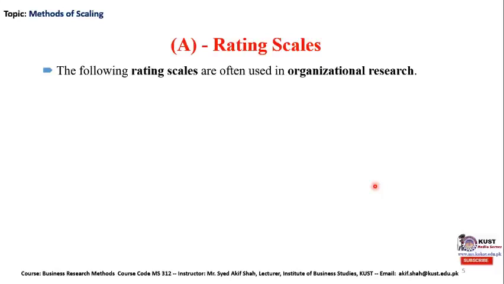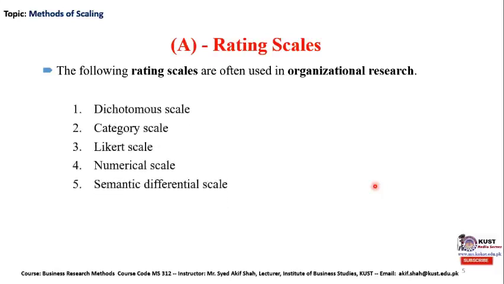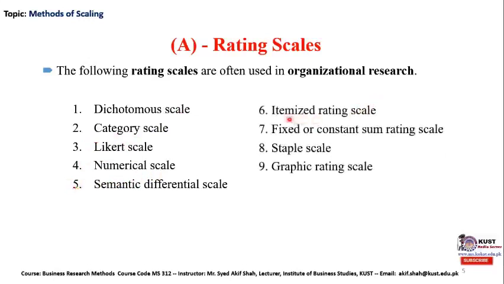So the following rating scales are often used in organizational research. Number first is a dichotomous scale, which can be utilized to collect the data related with the problem of the study or research. We have category scale, Likert scale, numerical scales. Fifth one is known as semantic differential scale. Then we have itemized rating scales. At seventh, we have fixed or constant sum rating scale.